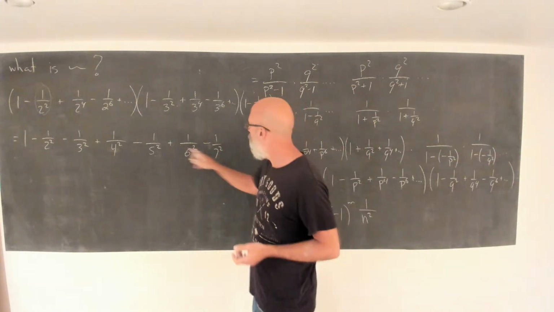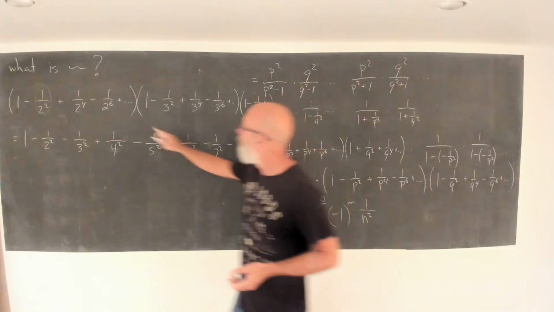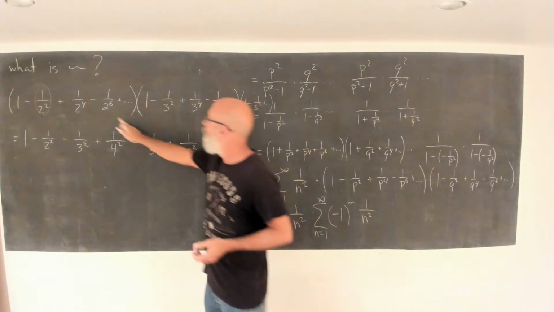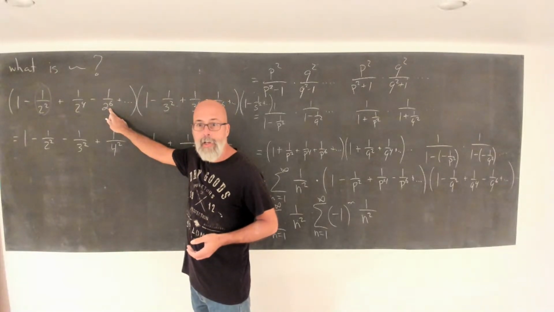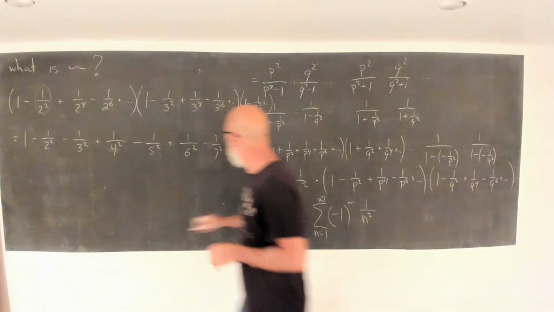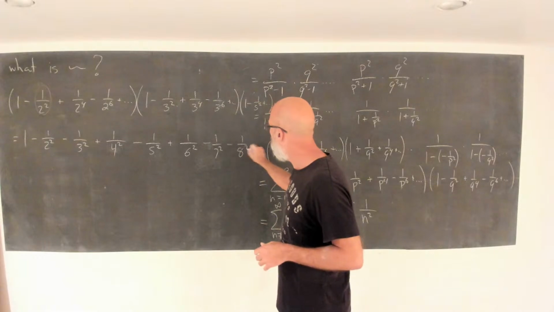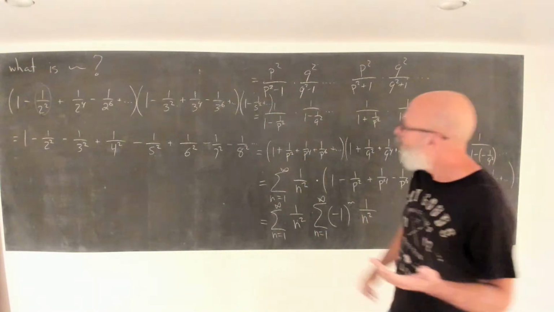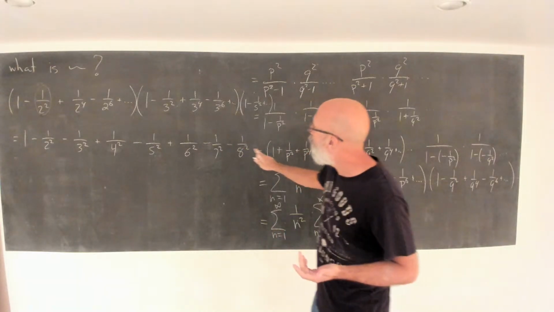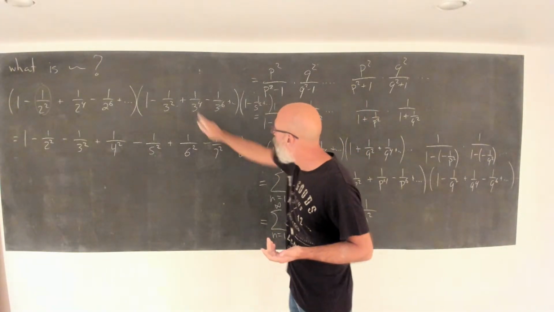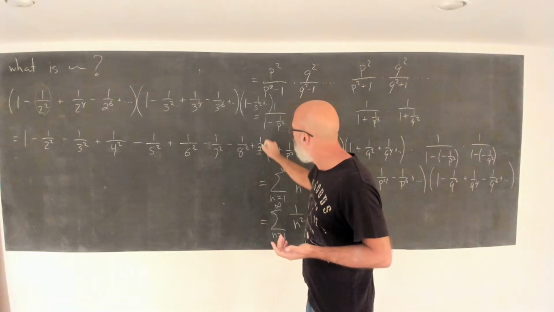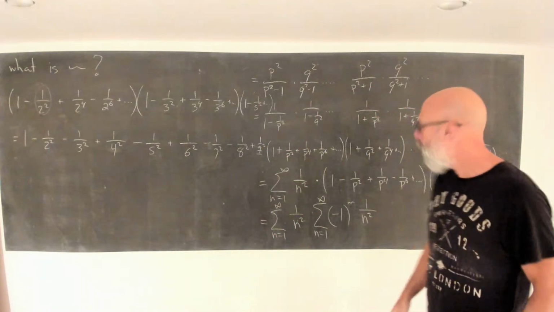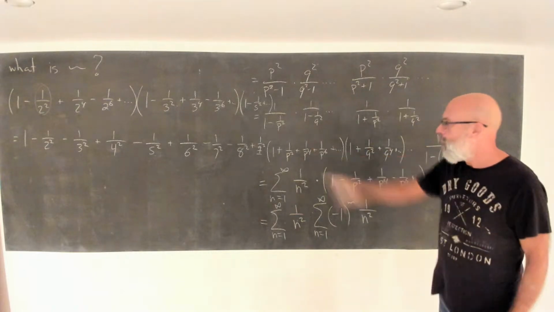Let me just point out that 8 squared is 2 to the 6. Right, so minus 1 over 8 squared. Might as well talk about 9 squared, which is 3 to the 4. All right, anyway. So let's stop, but that's the point.